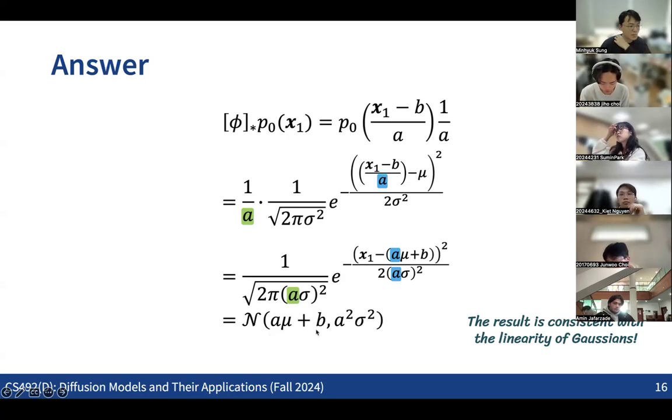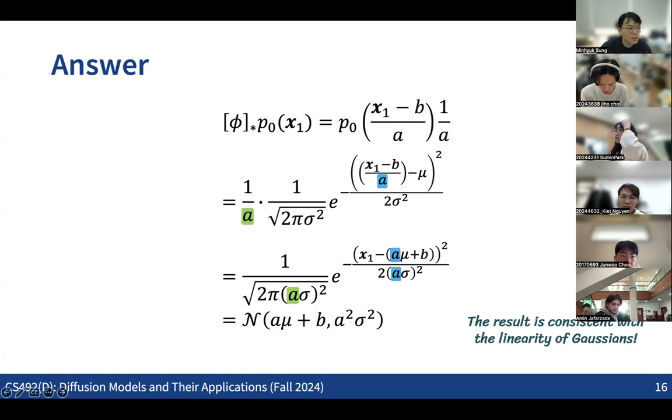This becomes like applying an affine transformation to the mean here, and also multiplying the square root of the scaling term A into the variance. And this output is also consistent with the linearity property of the Gaussian distribution that we saw before.